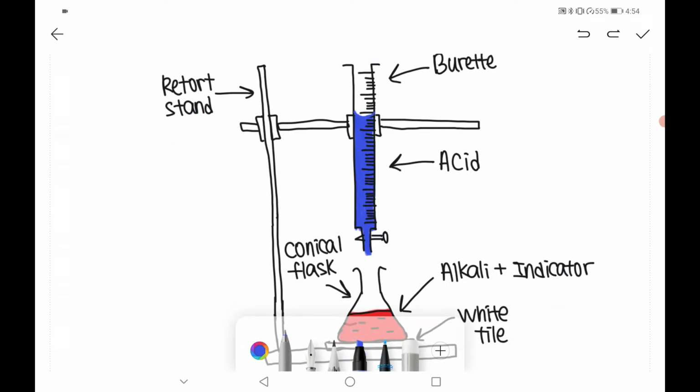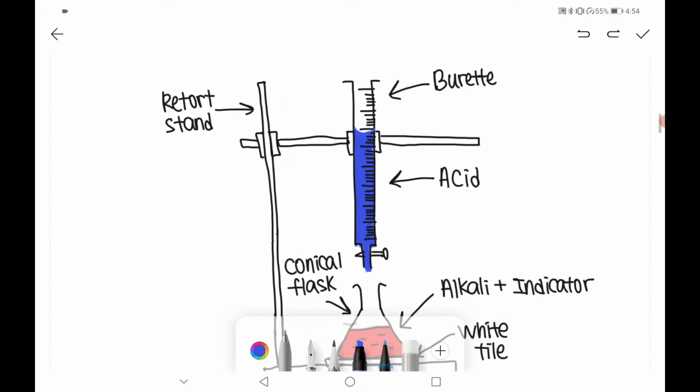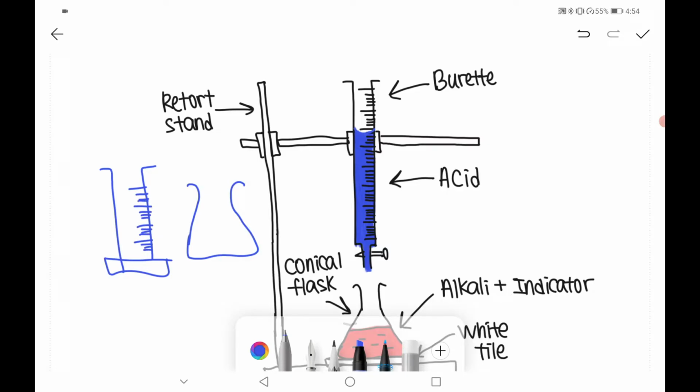Let me show you one by one. In this diagram, we have this long tube. This tube is called a burette. A burette is a very special apparatus. Why? Normally if you have a measuring cylinder or a conical flask, you can see some reading on the glass. Normally you can see the small reading at the bottom, 0, and the big reading, let's say 100, on top.